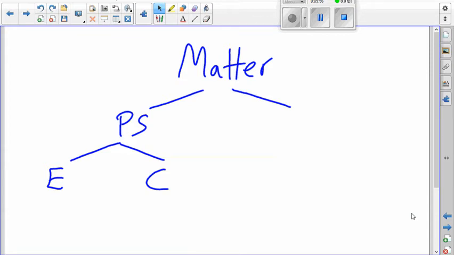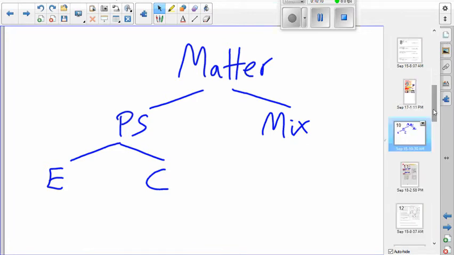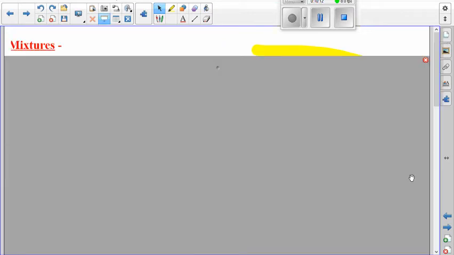A pure substance is either an element or a compound. But we're going to add to the other half of the tree, we're going to talk about mixtures. Okay? Mixtures. So if it's not a pure substance, it's a mixture.